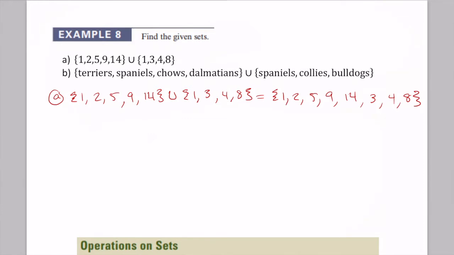B. Again, that would be every dog listed there. So it would be terriers, spaniels, chows, Dalmatians, spaniels already mentioned, collies, and bulldogs.